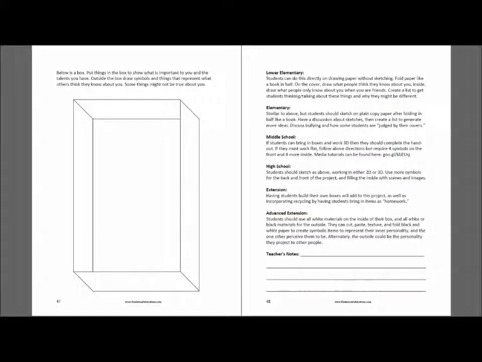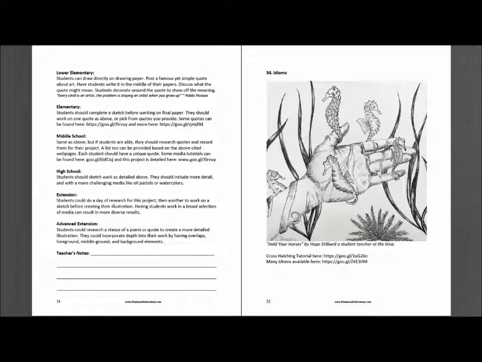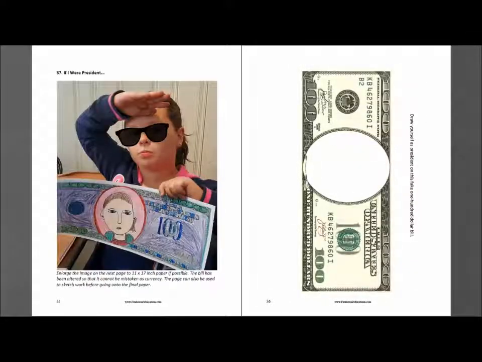Another sculpture project. Here, taking famous art quotes and then doing an illustration project with those. Another illustration project with cross-hatching, where we take an idiom and then illustrate its opposite meaning. Here, hold your horses. $100 bill that can be printed out. It has been altered, so it's not going to be a problem for your copying.